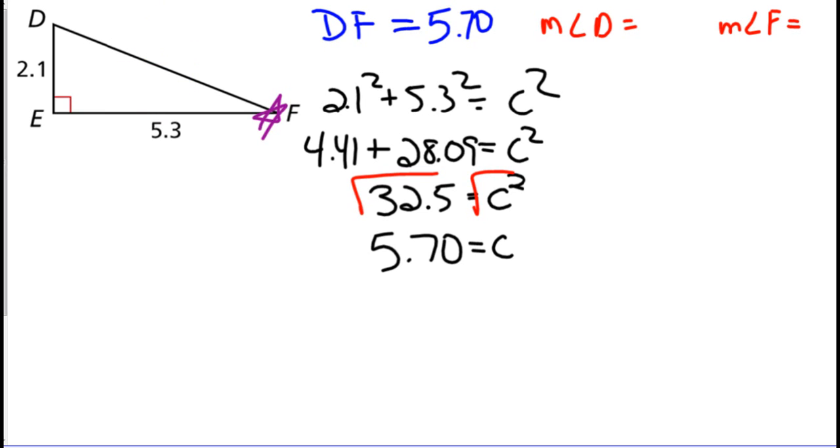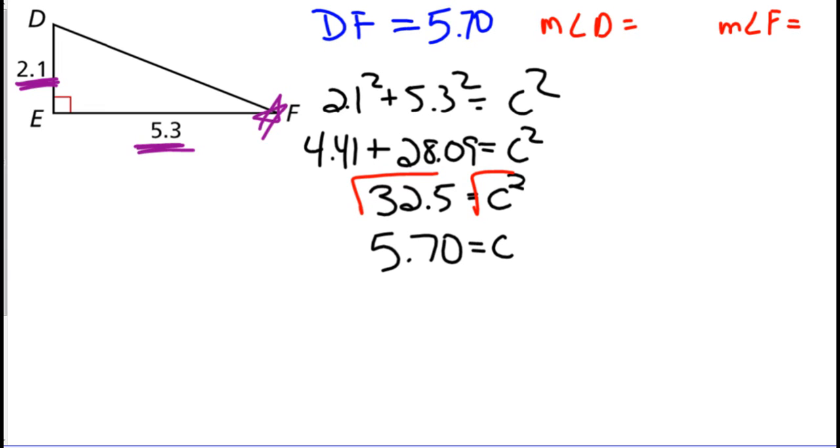The reason you don't want to use what you solved for is not that I don't have faith in you. I know you guys are smart and you can do anything you set your minds to, but sometimes we make tiny little errors. If you use that side length and you were a little bit mistaken, when you actually go to solve for your angle measure, you're going to be using the incorrect information, and it's going to give you the wrong answer. So when you're solving for your angle measure, stick with what you were given. You were given the 2.1. You were given the 5.3.